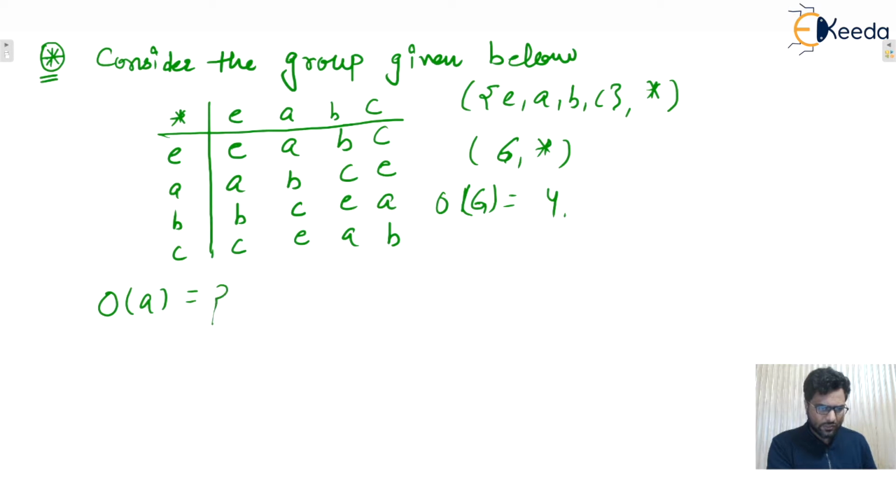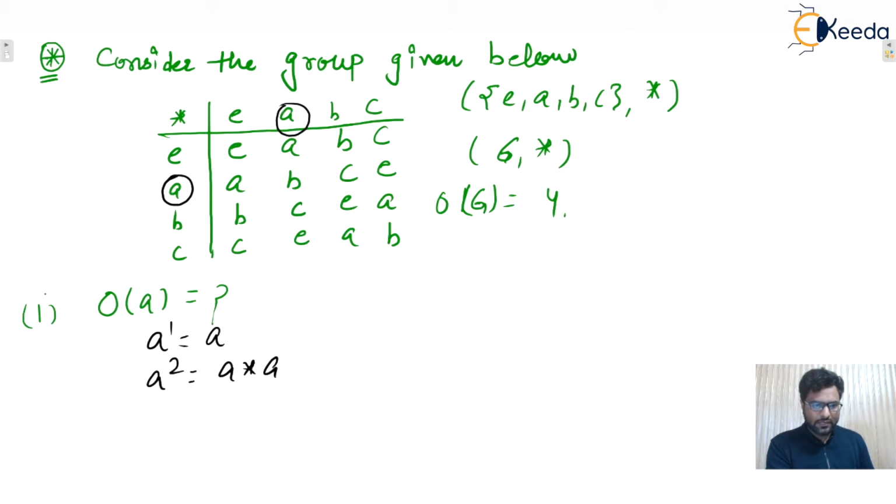Now, what is the order of the element A? That is the question. First question, what is the order of the element A? Remember guys, what is the meaning of order of A? A raised to power 1 means A only. A square means A star A. From the table you can see A star A is B. Now what is A cube? A cube means A star A square, and A square is B, so A star B is what?